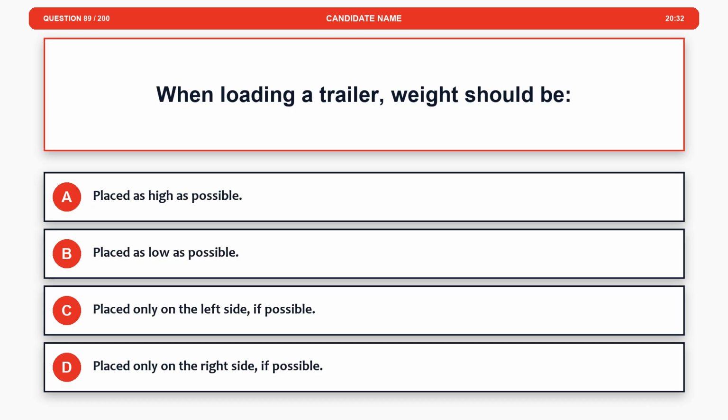Question 89. When loading a trailer, weight should be Option A, placed as high as possible. Option B, placed as low as possible. Option C, placed only on the left side if possible. Option D, placed only on the right side if possible.